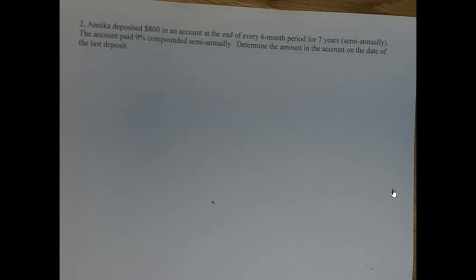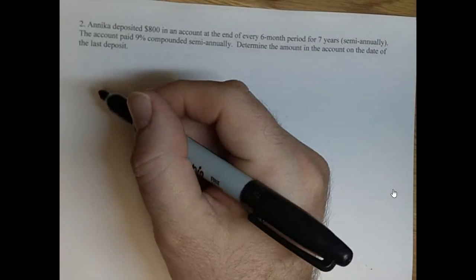So here it says Anika deposited $800 in an account at the end of a 6-month period for 7 years. And it was semi-annual. The account paid 9% semi-annually. Determine the amount in the account on the date of deposit. She got pretty lucky, 9%. Pretty high, and even that 5% on the last question was high.